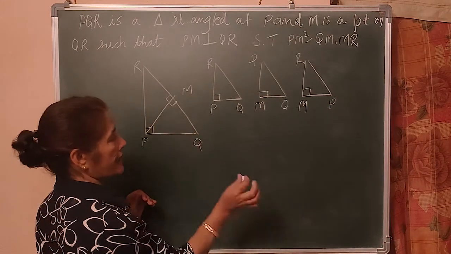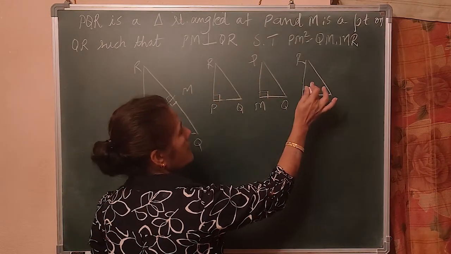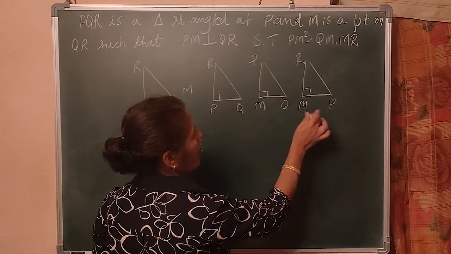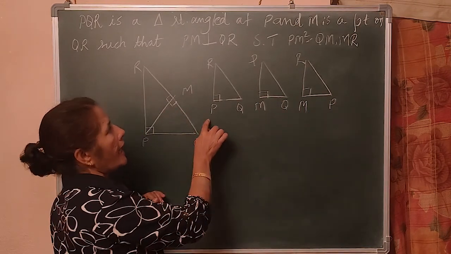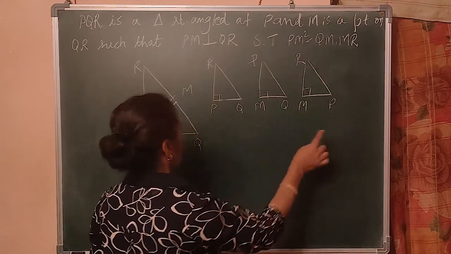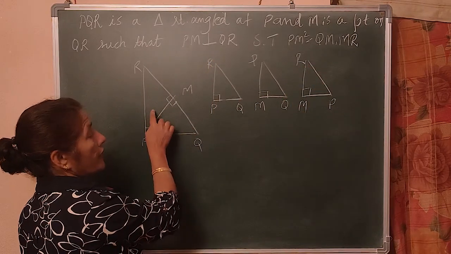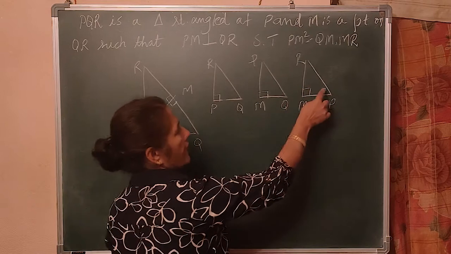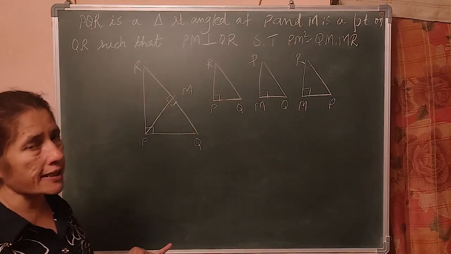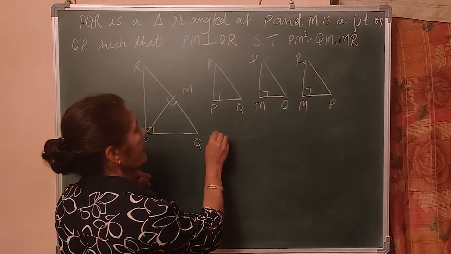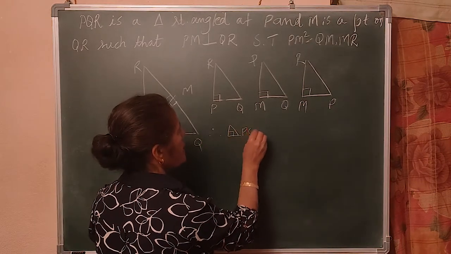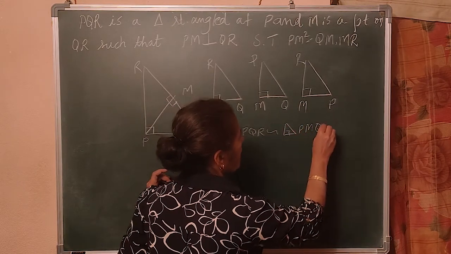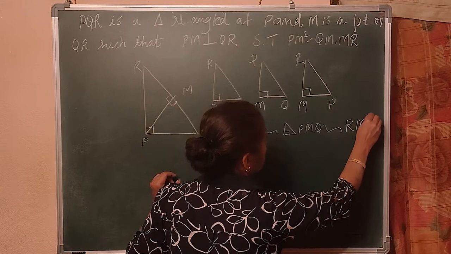What is the second step? PQR and PMR. Angle RPQ is equal to angle RMP is equal to 90. Angle PRQ is equal to angle MRP. See, in this figure it is common. These are the two remaining angles, therefore the two triangles are similar. So I can say triangle PQR is similar to triangle PMQ is similar to triangle RMP.